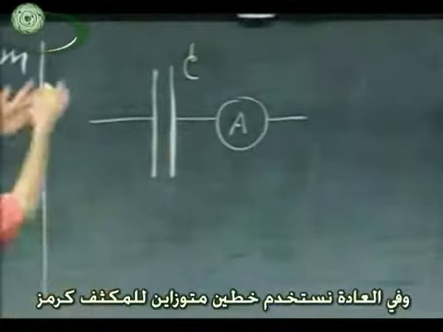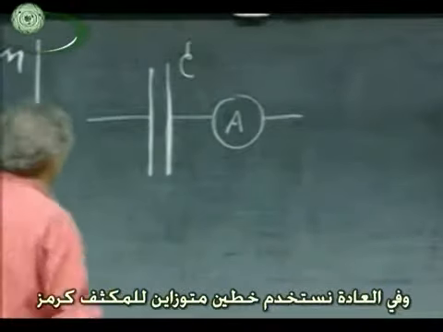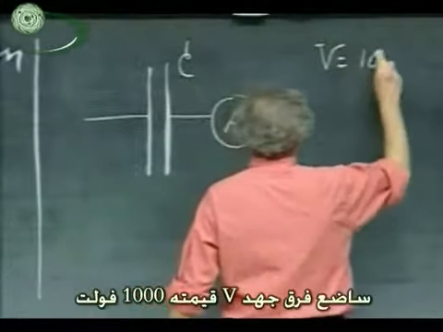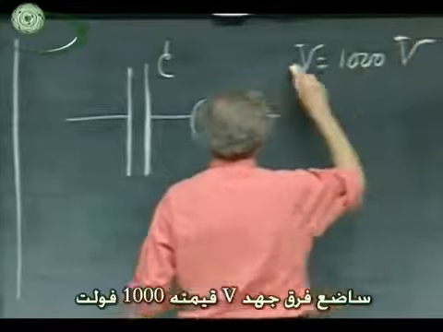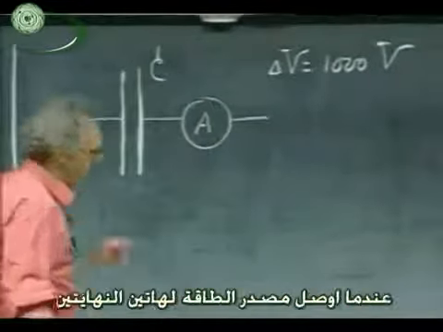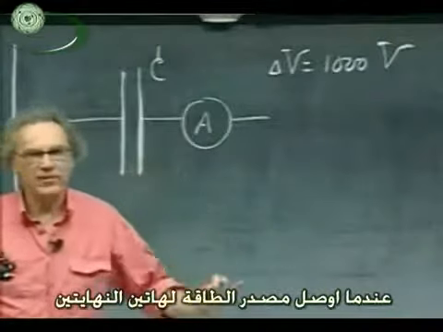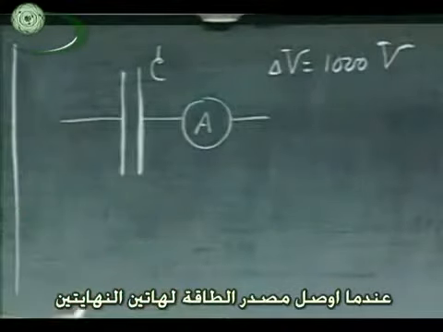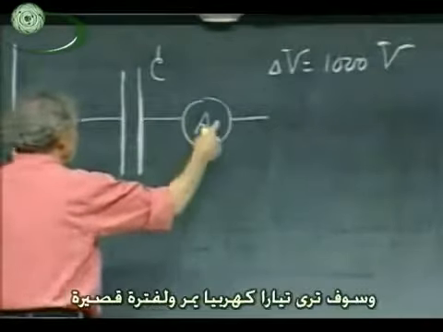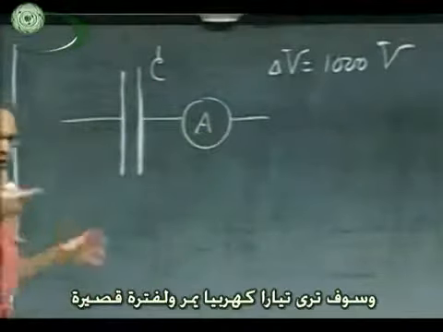Capacitor, the symbol of two parallel lines. I'm going to put a potential difference V over the capacitor of 1000 volts. So let me put a delta here to remind you that it's the difference between the two plates. As I connect the power supply to these two ends, charge will flow on here, and so you will see a very short surge of current.